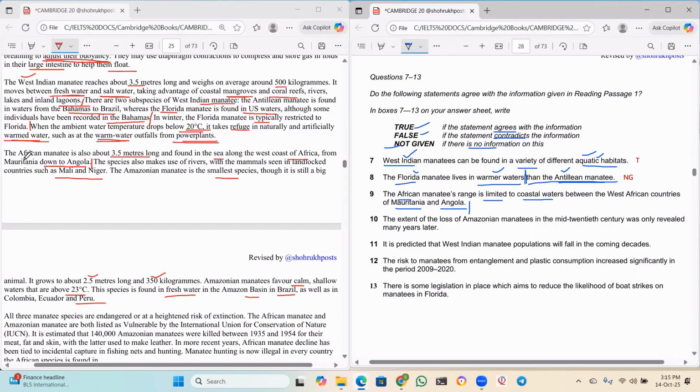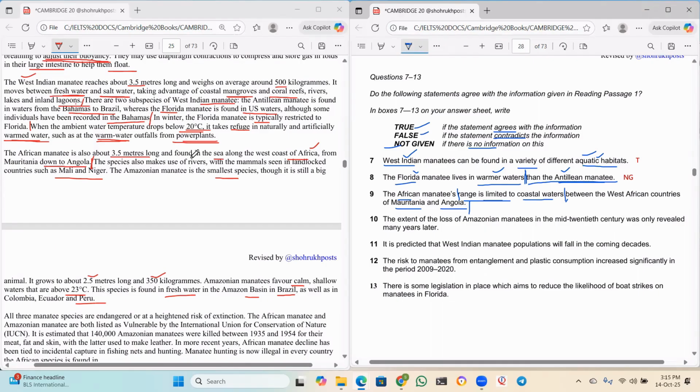Let us see this again. First sentence: the African manatee is about this long, and it is found in the sea along the west coast of Africa from Mauritania down to Angola. What does he say here? African manatee's range is limited to the coastal waters between the countries of Mauritania and Angola. Is it limited? That's what we have to find out. Is it limited, guys? Do you think so?